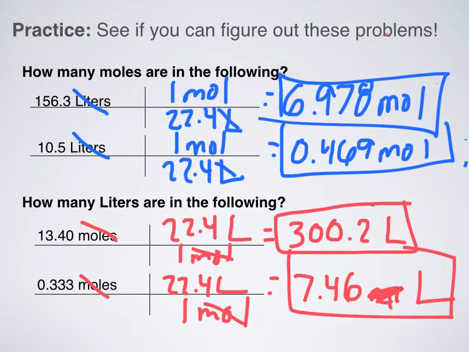So 7.46 liters. So again, if I'm trying to go to moles, I divide by my molar volume. On the other hand, if I want to get to liters, I multiply by molar volume. And that's the way that I go and convert between all of these units.